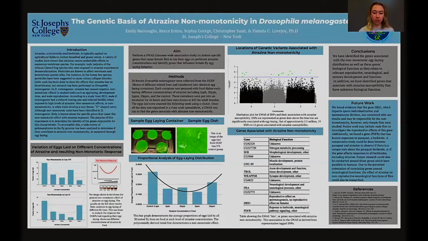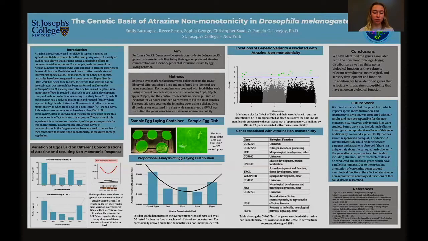HBS1, which impacts sperm individualization and spermatocyte division, was correlated with our results. However, because only female flies were studied, future work may include male flies to further investigate the effects of this gene. PDFR, another correlated gene, has a known response to paraquat, an herbicide. A comparative study could be done between paraquat and atrazine to observe if there is a unique trait about the paraquat herbicide or if the gene affects responses to all herbicides, including atrazine.